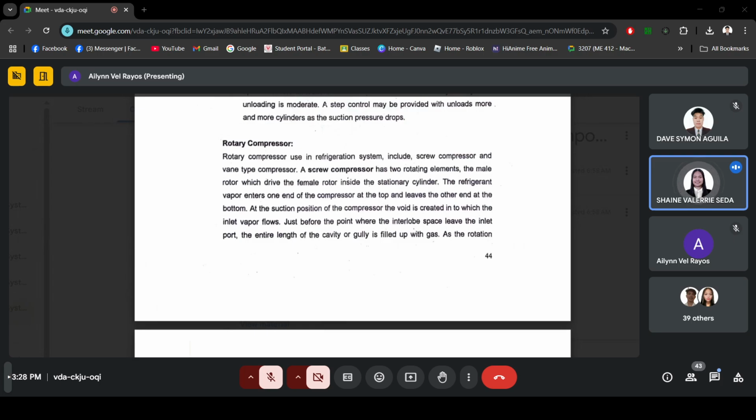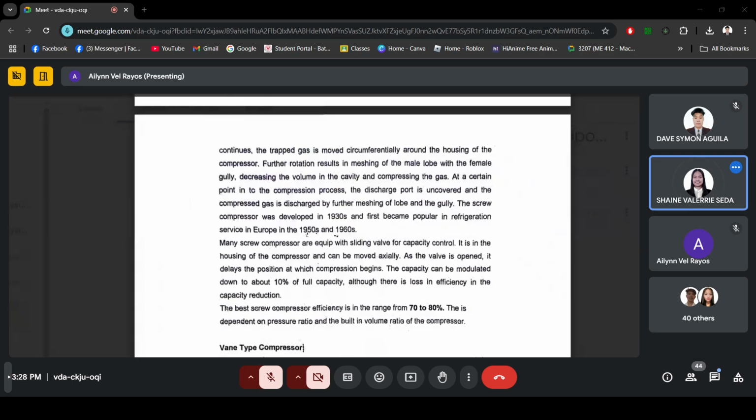At the suction position of the compressor, a void is created into which the inlet vapor flows. Just before the point where the interlobe space leaves the inlet port, the entire length of the cavity or gully is filled up with gas as the rotation continues. As the rotation continues, the trapped gas is moved circumferentially around the housing of the compressor.